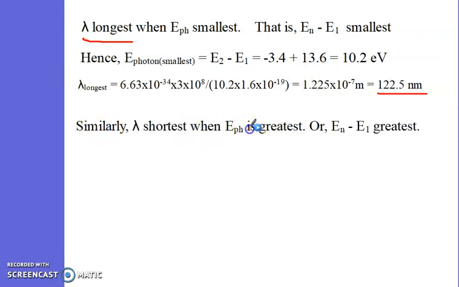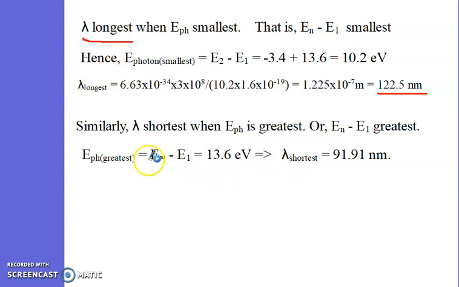So similarly, from infinity to 1, and do the same calculation, you get 91.91 nanometer. Notice here, this number and this number are less than 400 nanometer. It means all the wavelengths in this range, I mean in Lyman, lie or fall in the ultraviolet range. They are invisible wavelengths. Okay? All of them are ultraviolet.